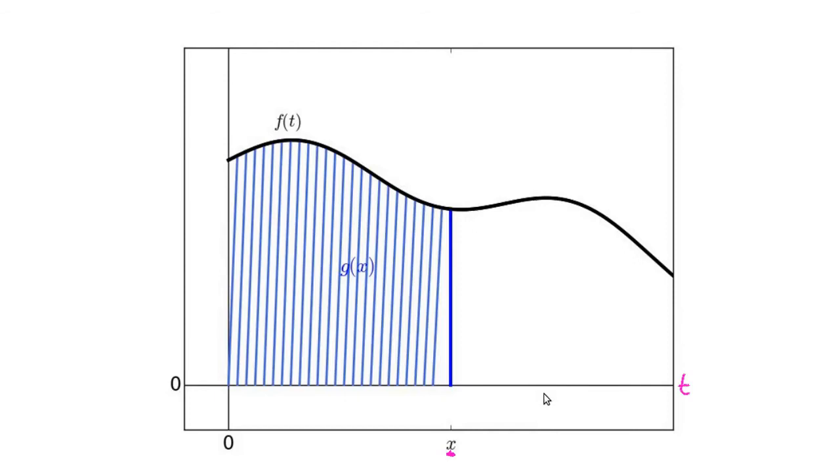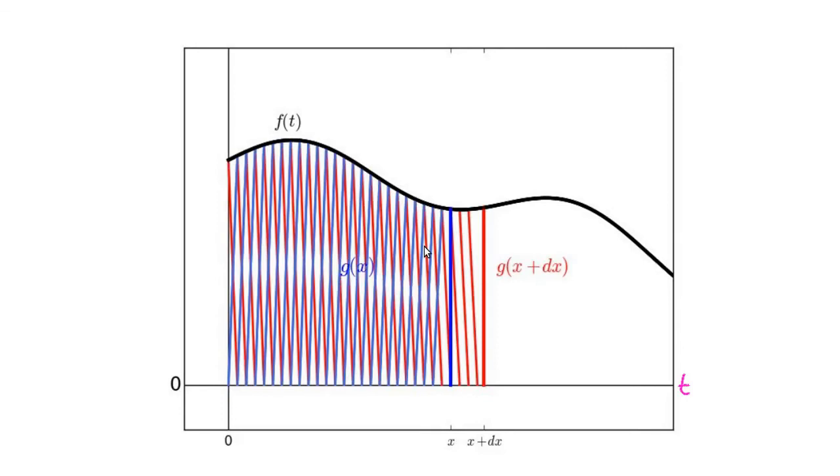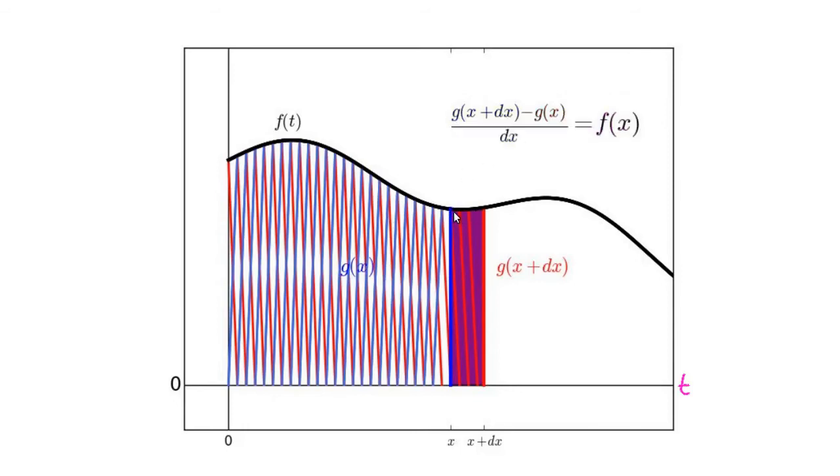So let's do that. Let's consider what would the area be if I considered not g of x, but g of x plus dx, just a little bit more than x. So this value here is going to be representative of this area, g of x plus dx. So what is the difference between g of x plus dx and g of x? Well, it's going to be this area in between the red line and the blue line.